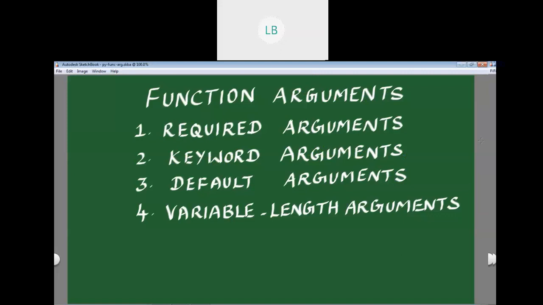Today you are going to learn about function arguments. Arguments are the values we pass to the function parameters. There are four types of arguments: required arguments, keyword arguments, default arguments, and variable length arguments.